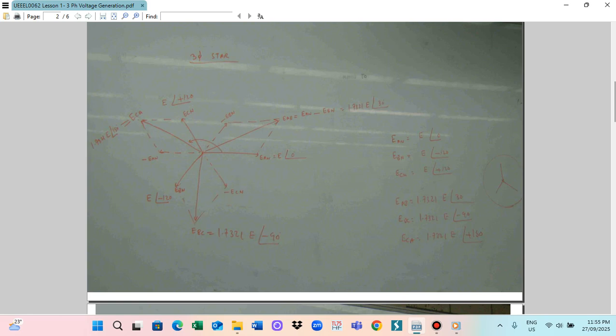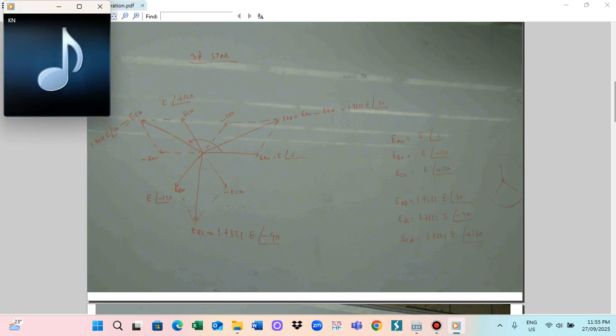Today's topic will be the three-phase voltage generation. Three-phase voltage generation means that three generators at different phases are connected.